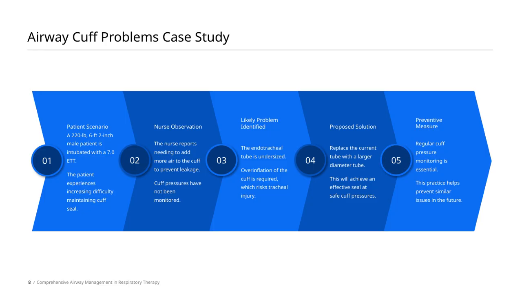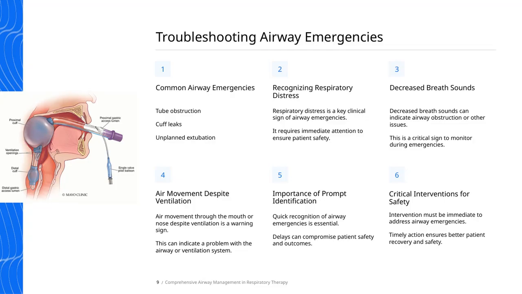This case underscores the importance of regular cuff pressure monitoring as a preventive measure. Consistent checks help ensure cuff pressures stay within safe limits, preventing issues like leaks and tissue damage. Overall, this reminds us that proper sizing and vigilant pressure management are key components of comprehensive airway management in respiratory therapy. When it comes to airway emergencies, immediate intervention is absolutely crucial. Acting quickly can make the difference between a smooth recovery and serious complications. That's why recognizing these emergencies early and responding promptly is so important for patient safety.